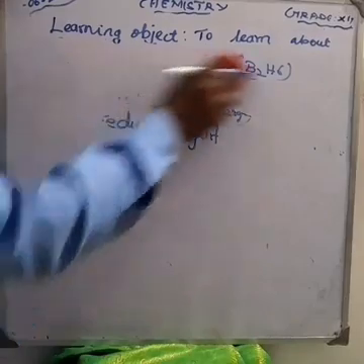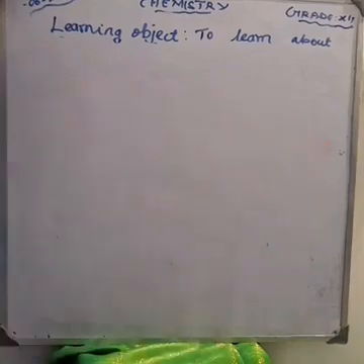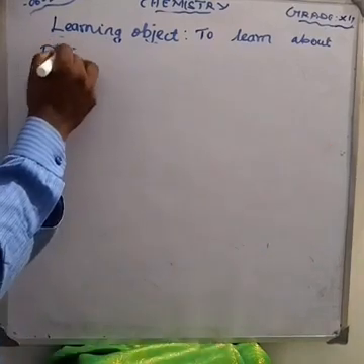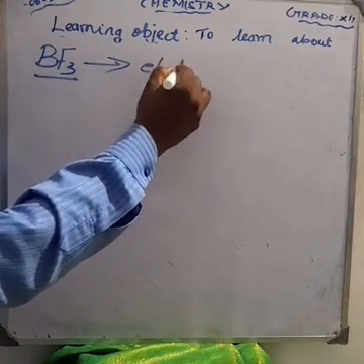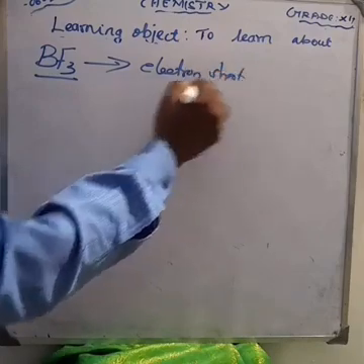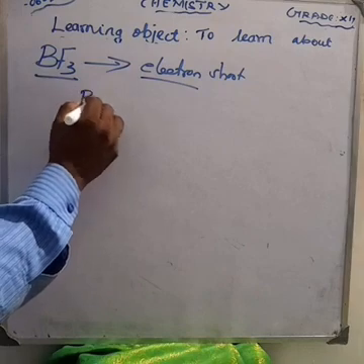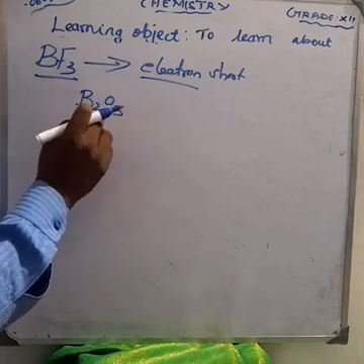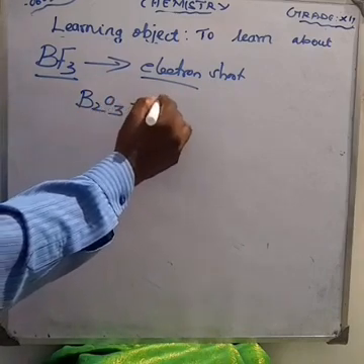Boron trifluoride. What about boron trifluoride? It is also an electron deficient compound. Electron shortage. Am I right? How is boron trifluoride prepared? Before that, what is the formula of boron trifluoride? BF3. This is the formula for boron trifluoride. First, it is prepared from boron trioxide. What is the formula of boron trioxide? B2O3. Boron trioxide on reaction with calcium fluoride.